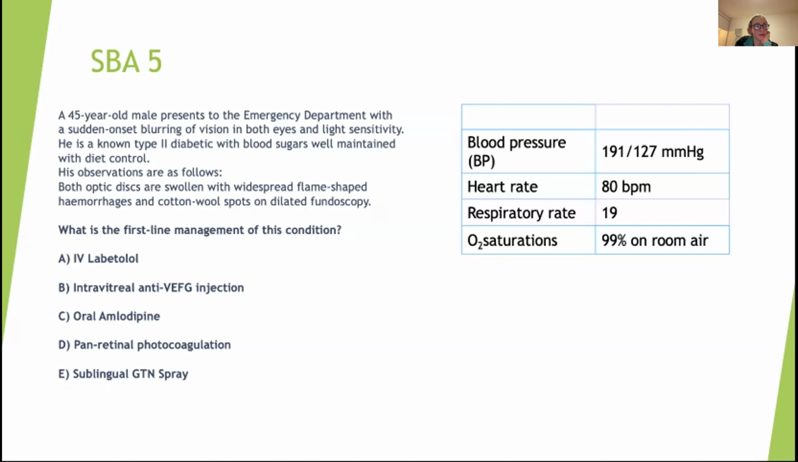Okay, so the key thing with this question is just seeing his blood pressure. 191 over 127 is really high. So the most important thing to do here is to treat that high blood pressure with IV labetalol. And then hopefully the symptoms should settle, and then just maintaining good blood pressure control.